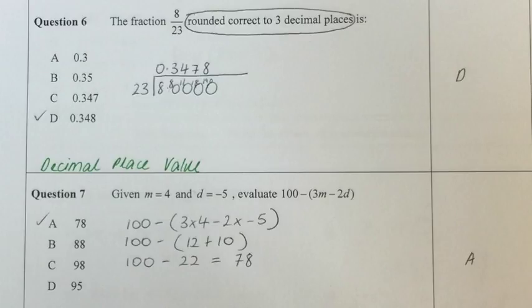And that's very important because that takes us to 190. How many times does 23 go into 190? Well, that's 8 times. 8 is 5 or larger, so that means we'll be rounding up, so it will be 0.348, so our correct answer is D.